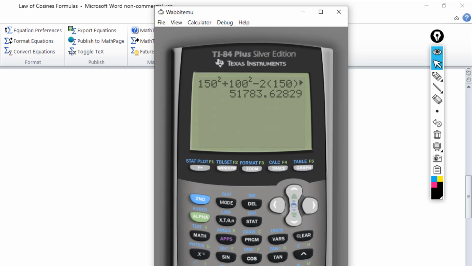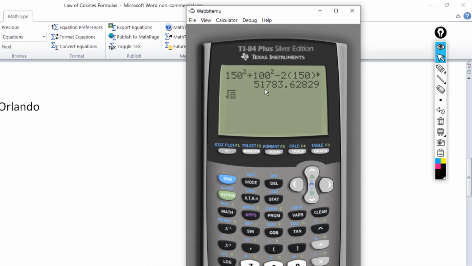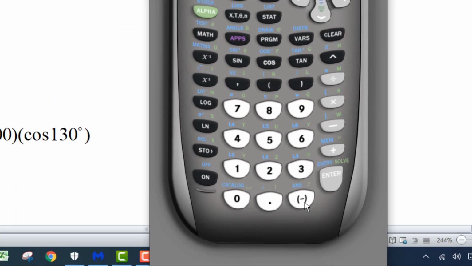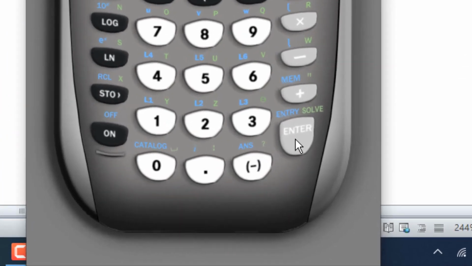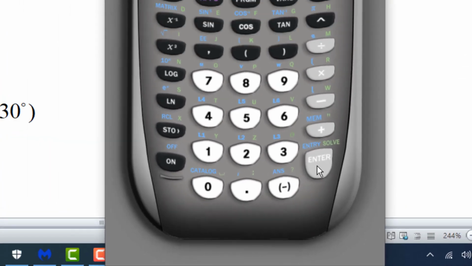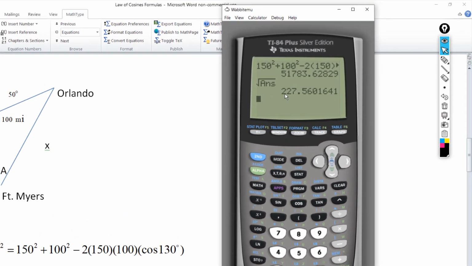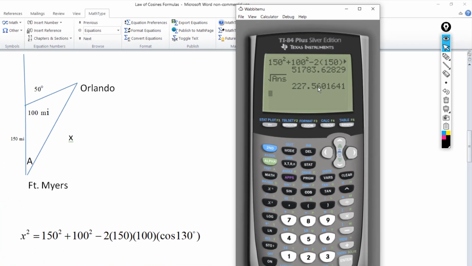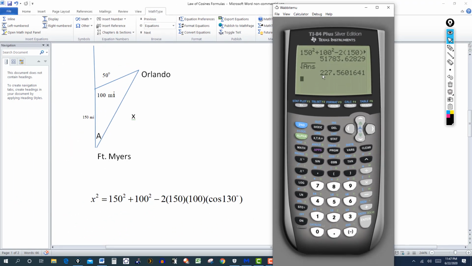Remember that's x squared over here. We computed the right side, and that's x squared. So we want to find x. We want to take the square root of that. Let's do it this way: second, and then square root, and square root of this answer here. So let's hit second, and then come over to the bottom answer here, click on that, then enter. We run it out to two places and we get 227.56 miles.